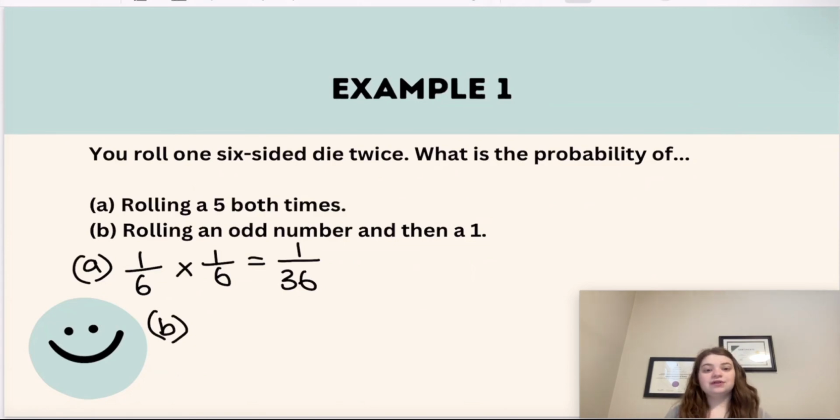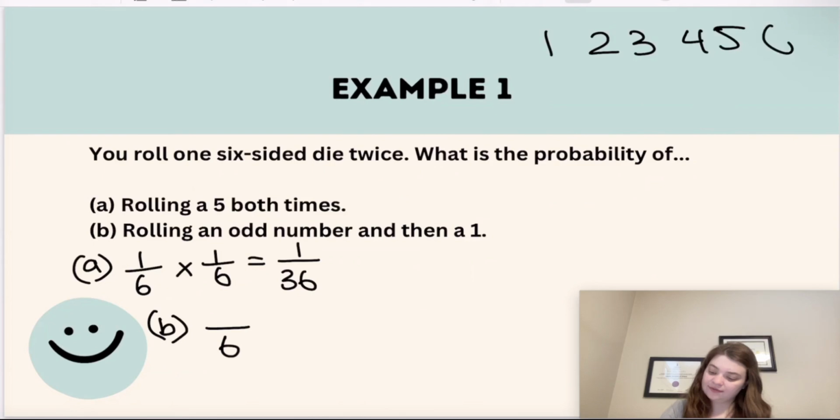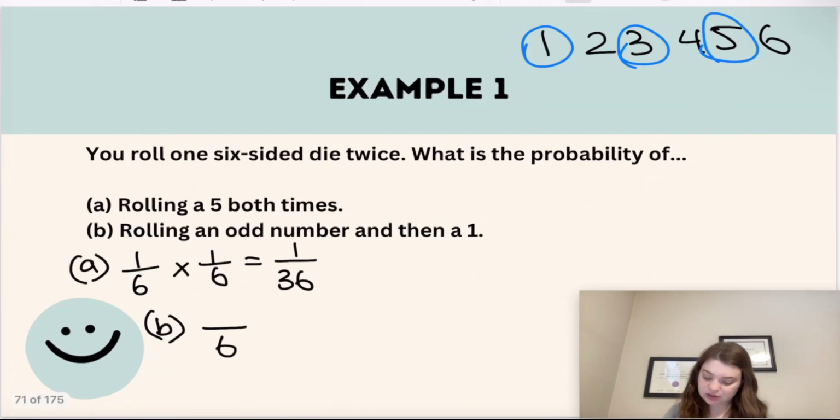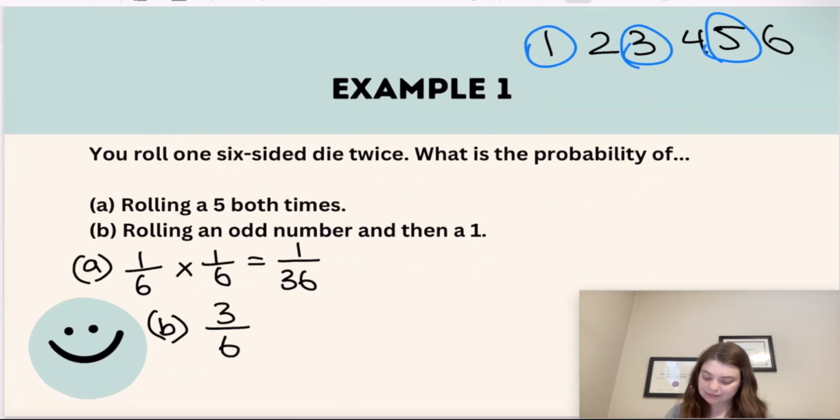So first, we need to find the probability of rolling an odd number. Well, overall, the denominator is still the same. There's 6 possible outcomes. The outcomes are 1, 2, 3, 4, 5, and 6. And out of these, the odd numbers are 1, 3, and 5. And so therefore, 3 out of these 6 outcomes will be a favorable one. So the answer is 3 out of 6.